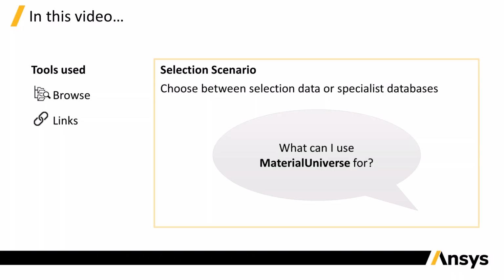In this video, you will see the unique characteristics of Material Universe data. Material Universe is the central data table supplied with all versions of Granta Selector. It contains selection data, compiled from all sources of published data, so you can easily compare the performance of different materials.